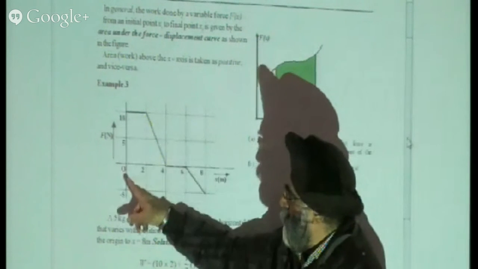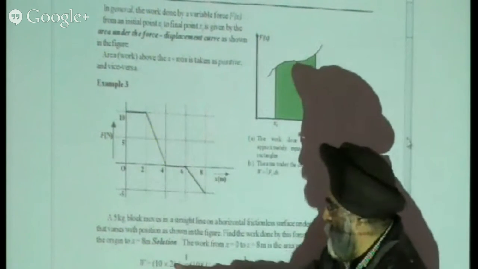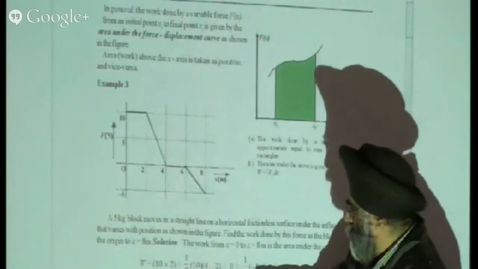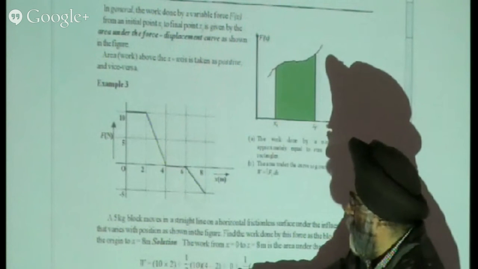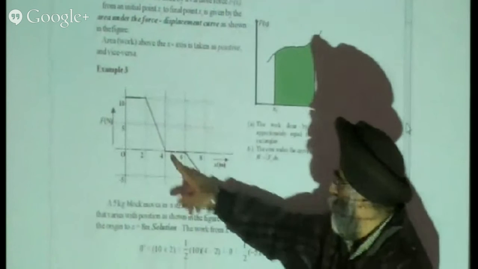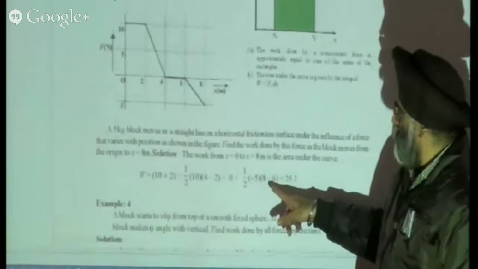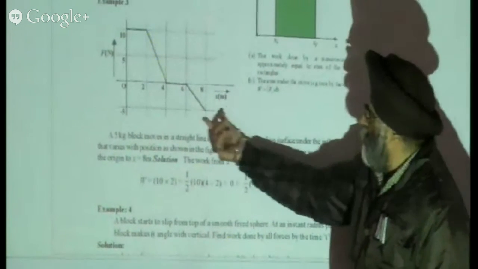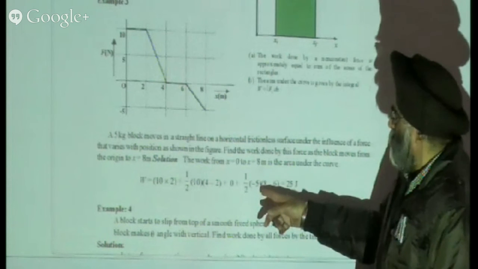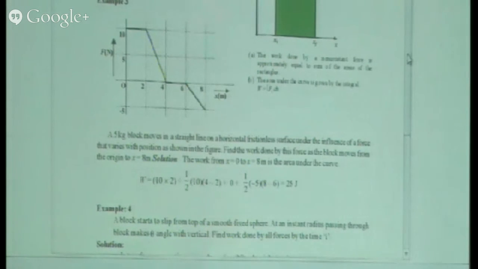From 0 to 2, the area under the curve is a rectangle having dimensions 10 and 2, plus this is a right angle triangle. So half because of the right angle triangle, height is 10, base is 4 minus 2, plus 0 during 4 to 6, and then minus because the force has now become negative, and 8 minus 6 is the base of the right angle triangle, and the height is minus 5, right? So the total work done can be calculated.